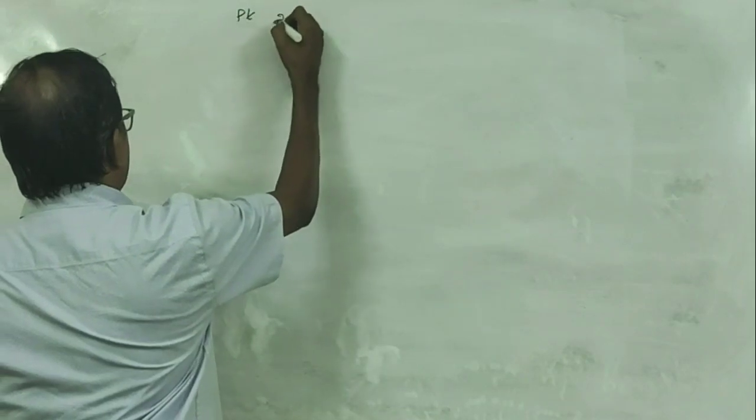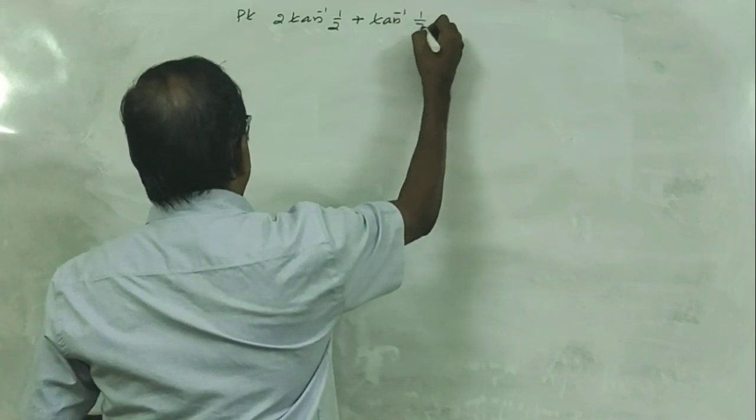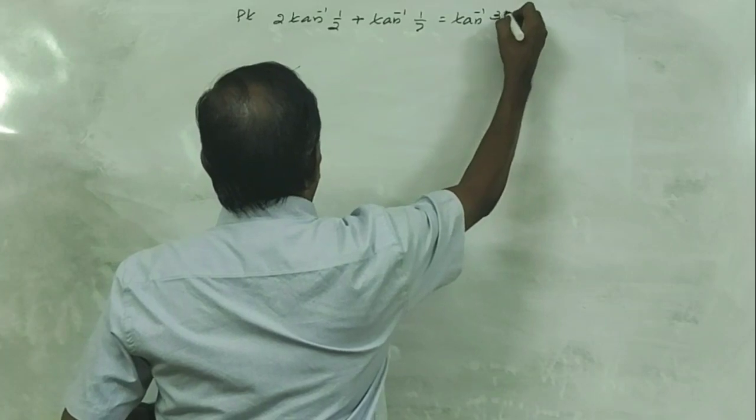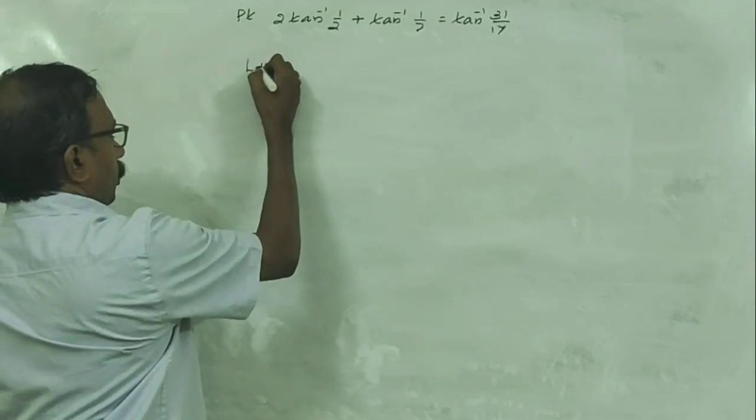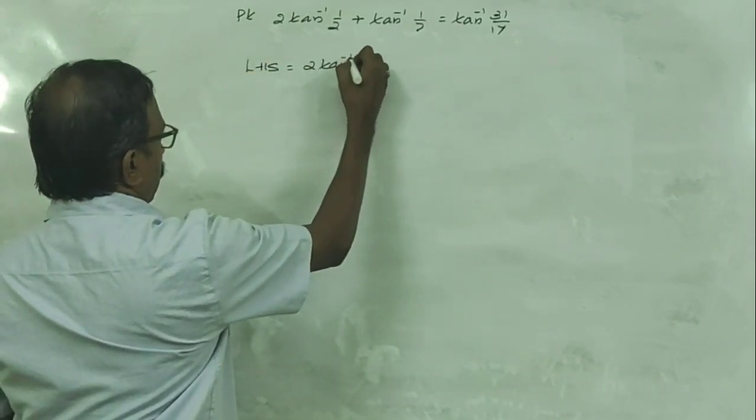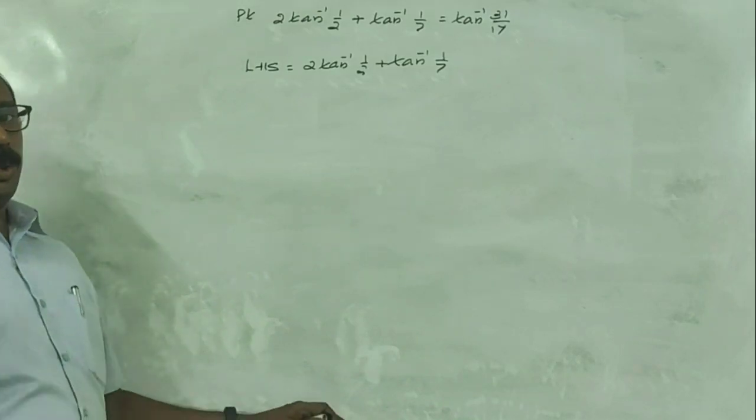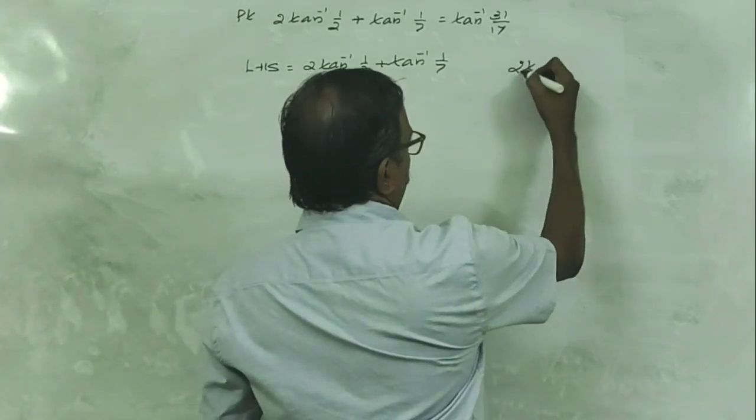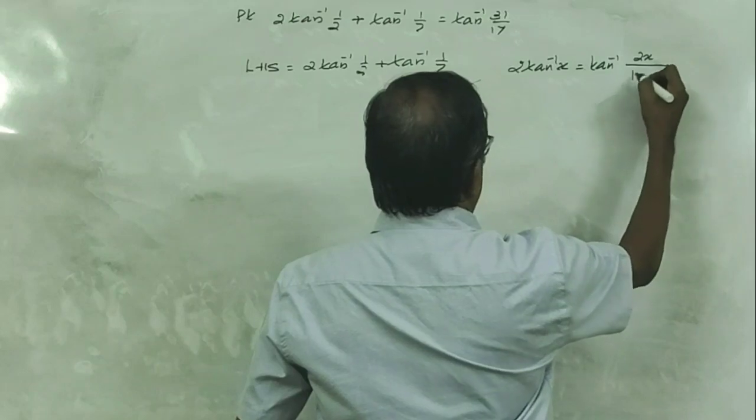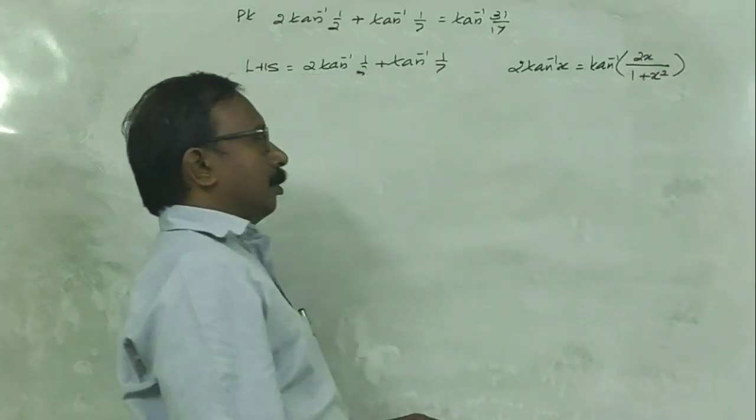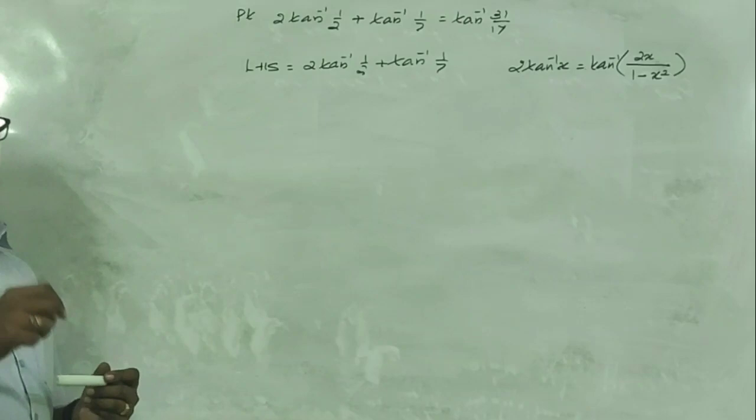Next question: 2 tan inverse 1 by 2 plus tan inverse 1 by 7 is equal to tan inverse 31 by 17. Here LHS is 2 tan inverse 1 by 2 plus tan inverse 1 by 7. But we know that 2 tan inverse x is equal to tan inverse 2x by 1 minus x squared. Sorry, 1 minus x squared, not 1 plus.